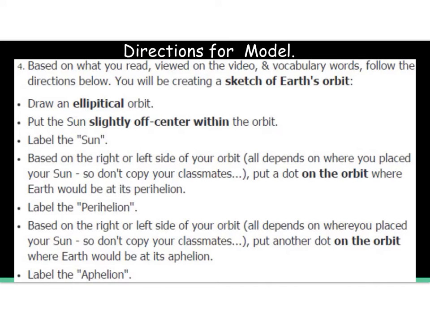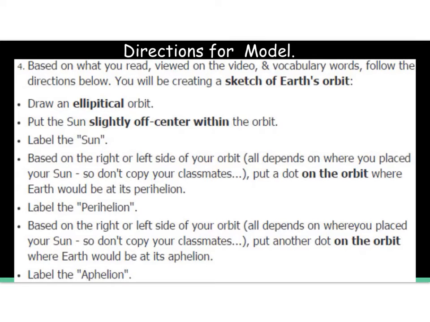So you're going to draw an elliptical orbit. You may not know what that is right now, but I bet you find out by the end of this period. Then you're going to put the sun slightly off center within the orbit. You're going to make sure you label the sun, and yes, spelling counts. Based on the right or left side of your orbit, and that all depends on where you placed your sun, so don't copy your classmates, hint, hint, hint.